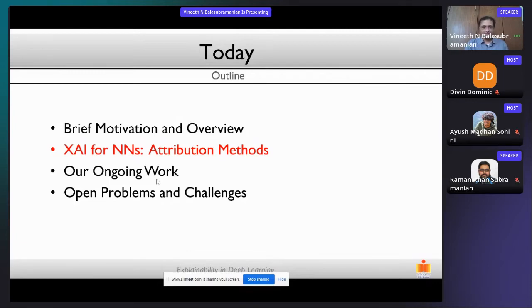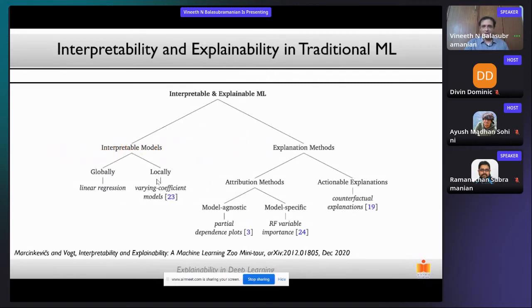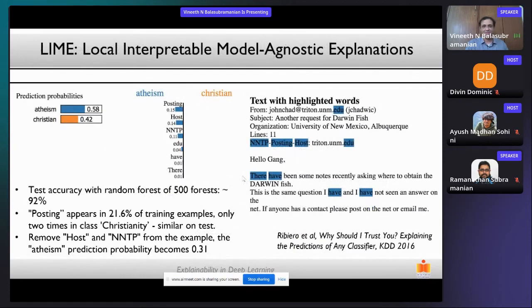Perfect. So as I already mentioned, attribution methods fall under explanation methods. You can see it here in this chart that I showed a bit earlier. So over the last few years, there have been multiple methods that have been proposed. So I'm going to revisit a few of them, which are commonly used, and talk about how they work in practice, right? I may not go into the math of each of them, but I'll at least talk about them at an intuitive level, given the limited time.